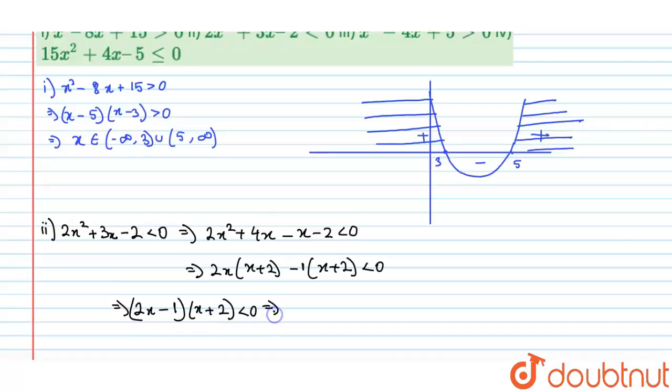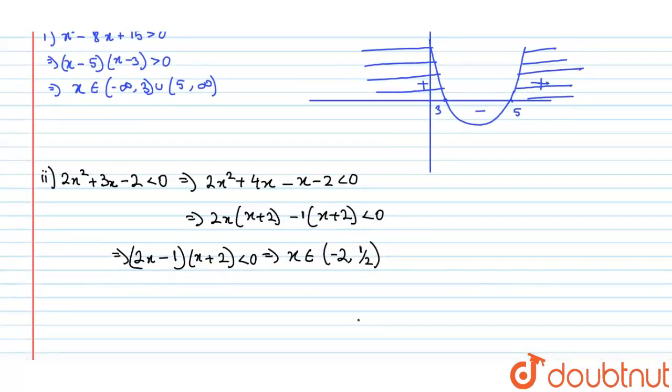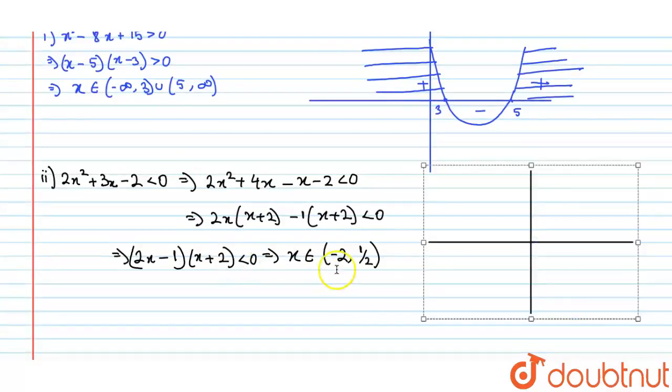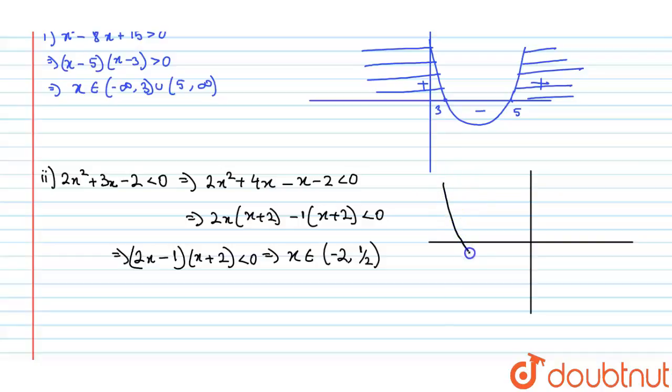If we see it algebraically, the solution is x lies between minus 2 and half, both sides open, because there is no equality sign. Now if we look at it in graphical terms, this is our axis. The roots of the equation are at minus 2 and half. It is an upward facing parabola. One root will be at minus 2, so the graph will look like this.